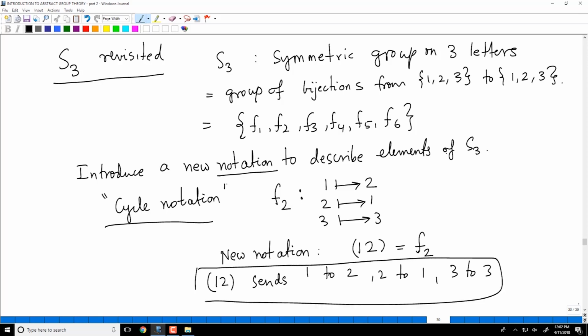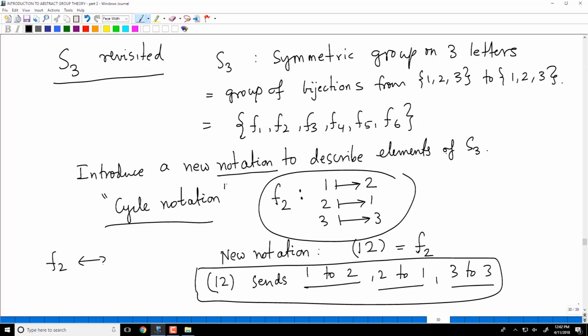So you can definitely agree with me that this is a much simpler notation than writing all this data here. And the advantage, of course, is also that just by looking at it, you know what it does as a function. It sends 1 to 2, 2 to 1 and 3 to 3. So you can replace F2 with (1 2).